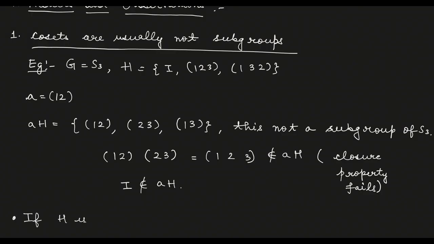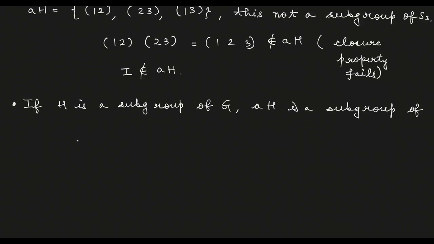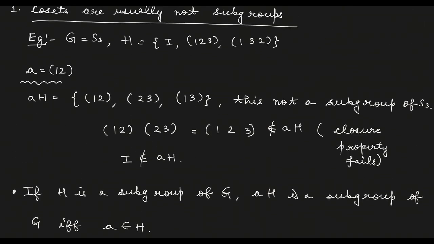Next, if H is a subgroup of G, aH is a subgroup of G if and only if a belongs to H. So here this a was from group G. This a was not from subgroup H. If a is from subgroup H, then only I can say that aH is a subgroup of G. Is this clear?